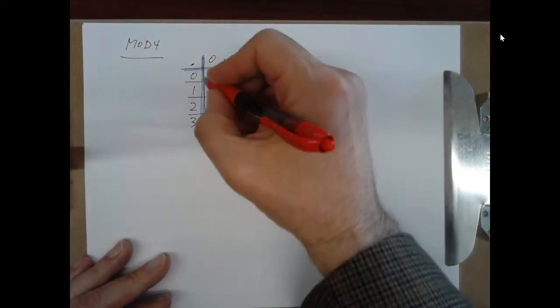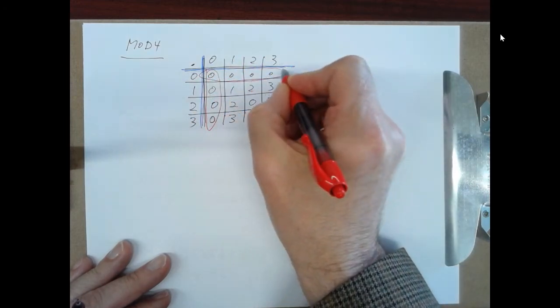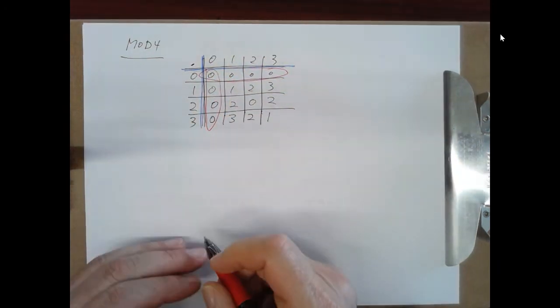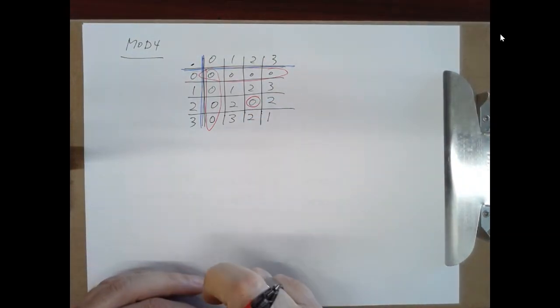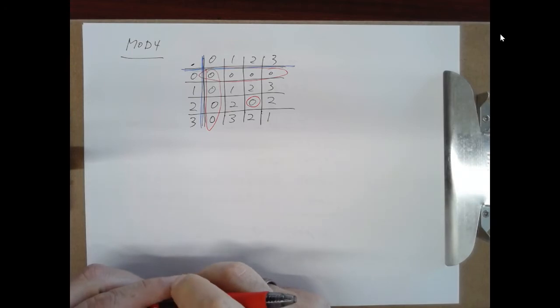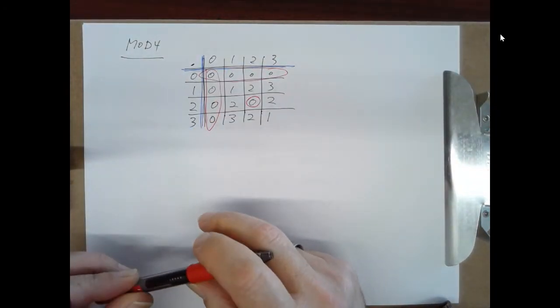And we certainly expect this column and this row, because when we multiply by 0, we should get 0. But this is a little unusual. If we do a multiplication table for integers, we get zeros here and here, but nowhere else.